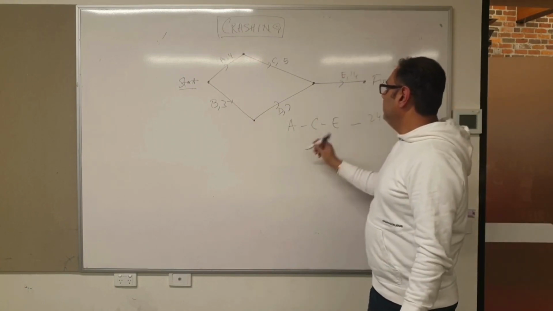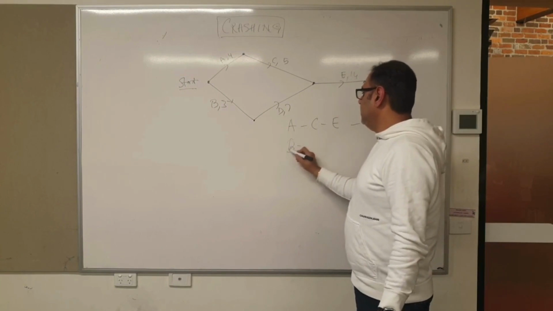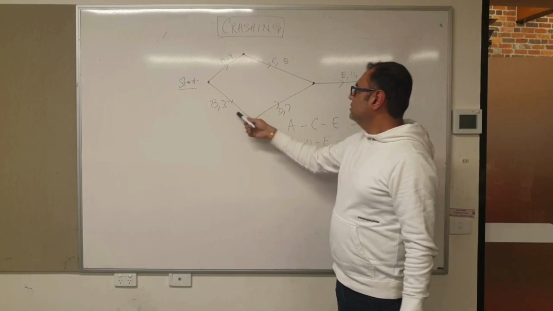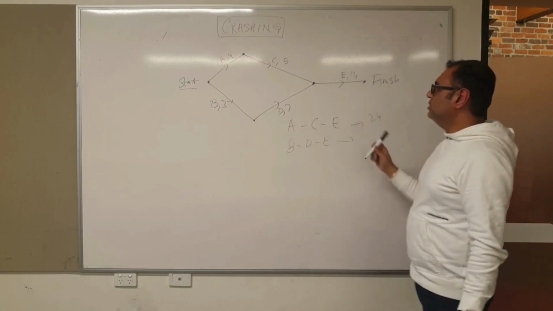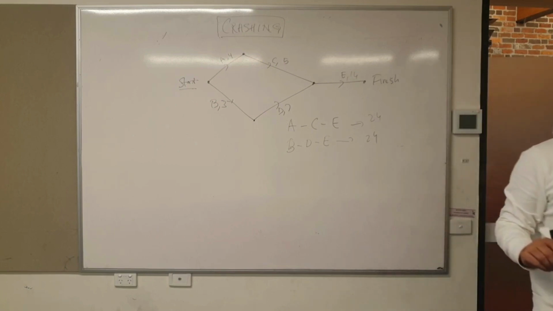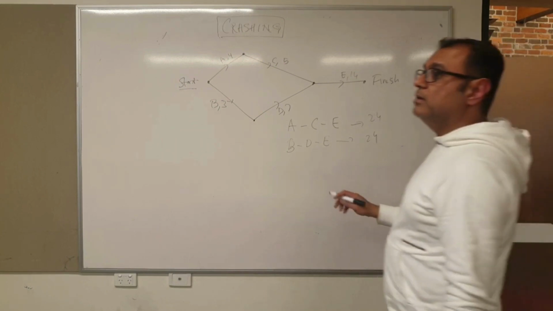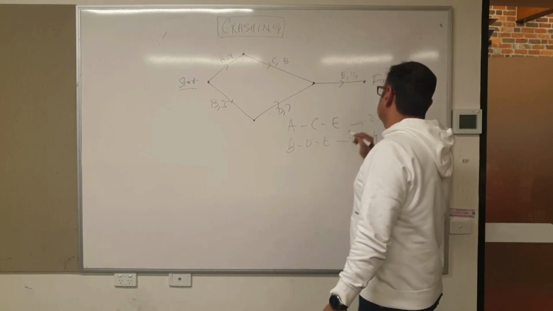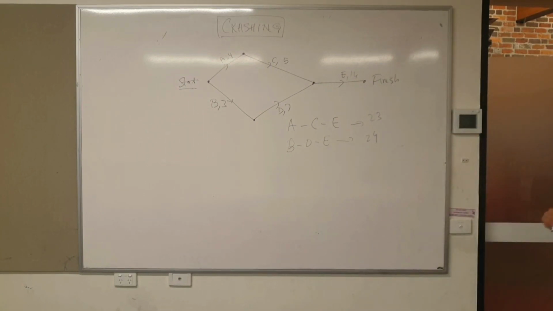B, D, E. 7 plus 3, 10. 10 plus 14 is 24. Sorry, did I get that wrong? Which one? AC. AC is 9, so 23, yep. Thanks for being attentive.